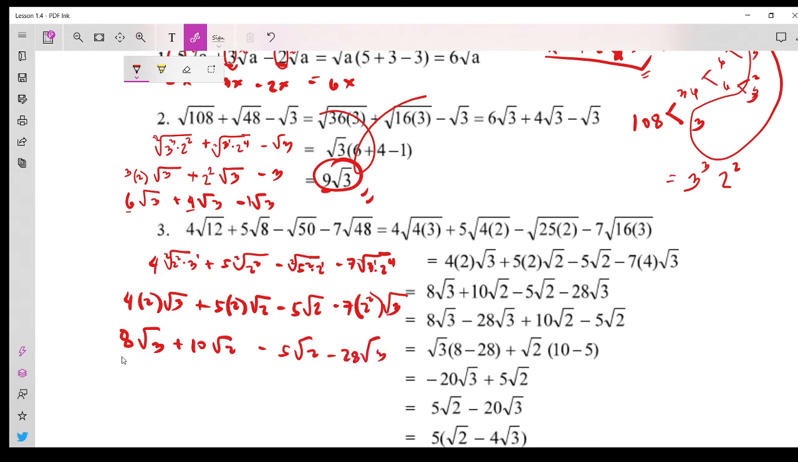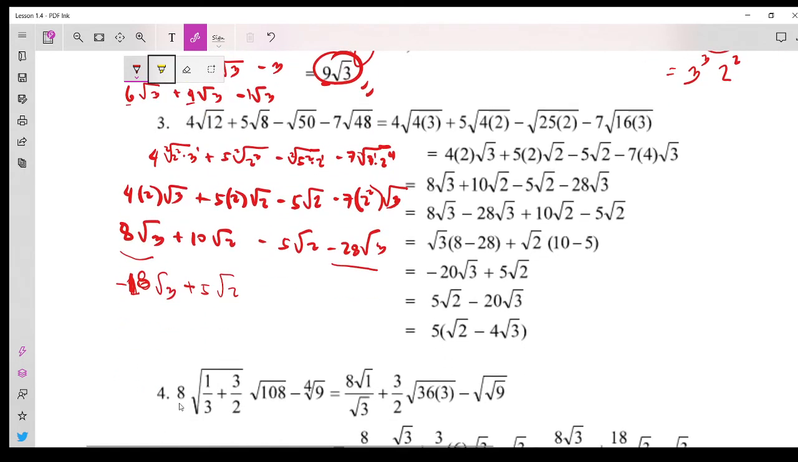So, we're just going to add those similar terms. So, 8 square root of 3 minus 28 square root of 3, it's negative 18, sorry. It's negative 18 square root of 3, and then 10 square root of 2 minus 5 square root of 2, it's positive 5 square root of 2. Or simply, okay, why is it? Sorry class, 8 minus 28, it should be negative 20, sorry. So, you have your 5 square root of 2 minus 20 square root of 3. So, this will be our final answer.